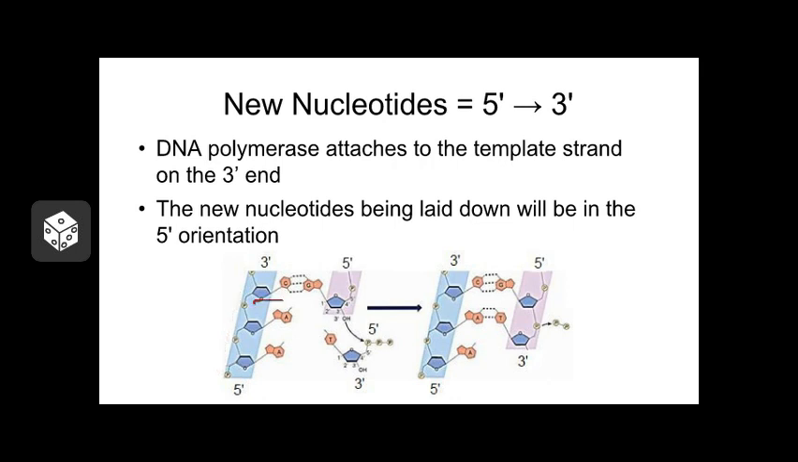Take a look at this pair right here. This is the 3 prime side of this nucleotide. Straight across from it, the nucleotide that's bound to it is in the 5 prime orientation. Here the enzyme is adding another nucleotide, and you can see it's in that same 5 prime orientation. So while the enzyme runs in the 3 to 5 prime direction on the old strand, it's building the new strand in the 5 to 3 prime direction.